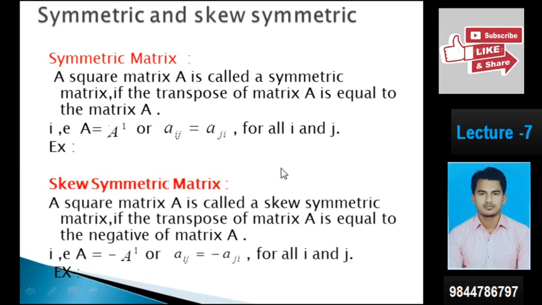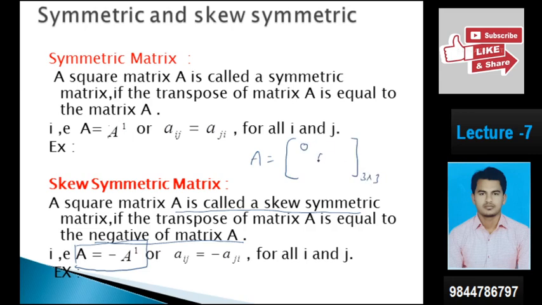Similarly, skew symmetric matrix. Again, a square matrix A is called a skew symmetric matrix if the transpose of matrix A is equal to the negative of matrix A. It means this condition is obeyed: A transpose is equal to minus A. For example, I am going to take A as again 3 cross 3.